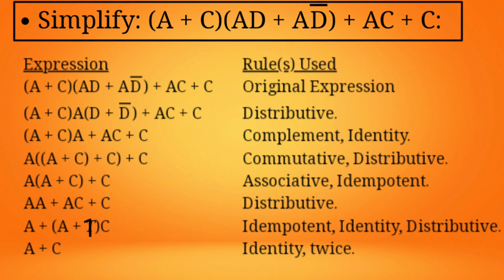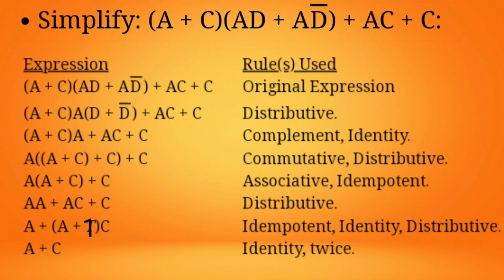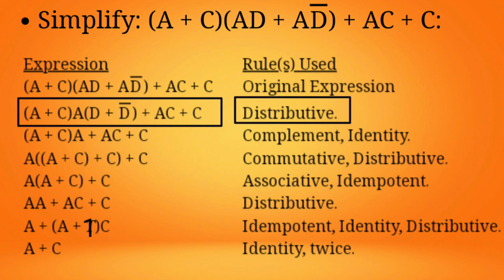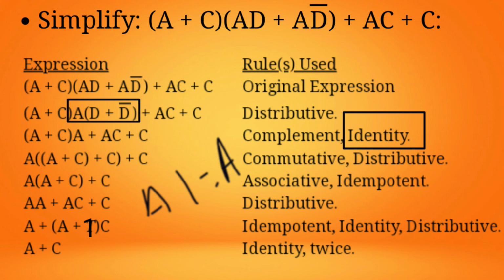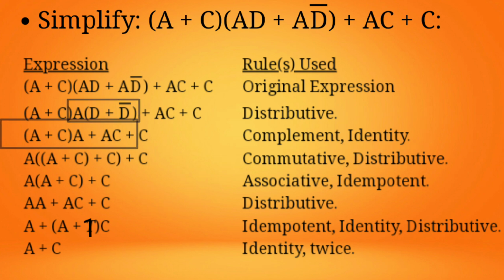Simplify (A plus C) into (AD plus AD bar plus AC plus C). The given expression is (A plus C) into (AD plus AD bar plus AC plus C). A is the common term in AD and AD bar. So applying distributive law, the expression becomes (A plus C) into (A into (D plus D bar) plus AC plus C). By applying complement law, D plus D bar equals 1. Applying identity law, A dot 1 equals A. That is, the expression is (A plus C) into (A plus AC plus C).